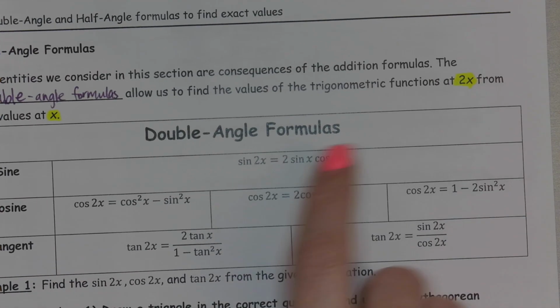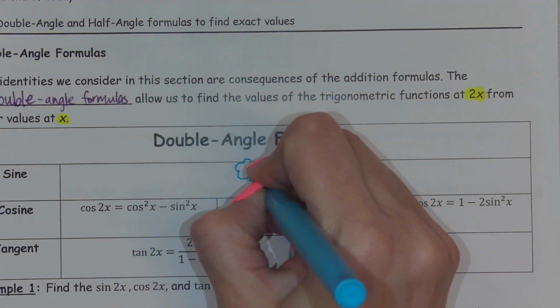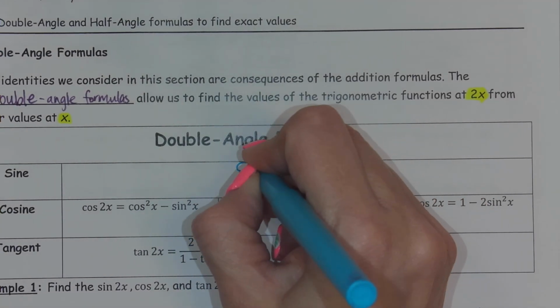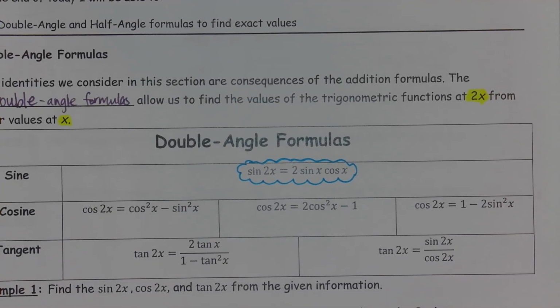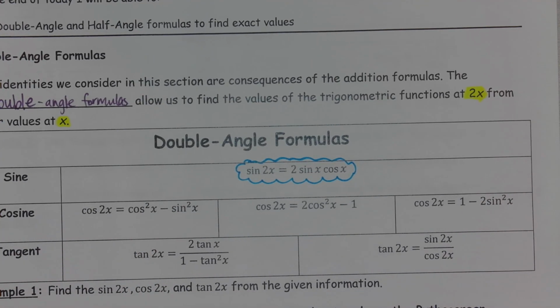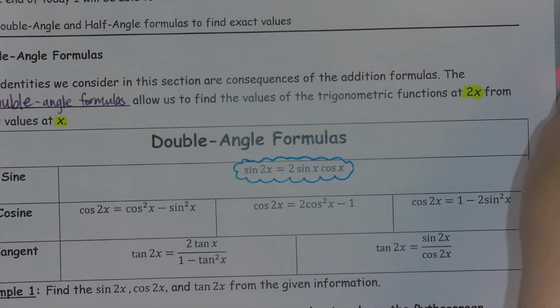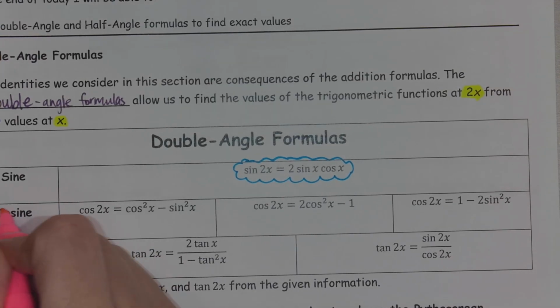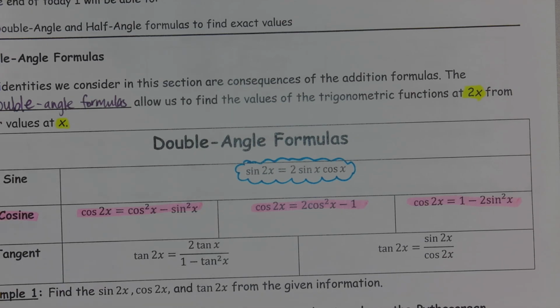So for the sine, you have this one equation. Okay, the sine of 2x is equal to 2 sine of x cosine of x. For cosine, you have 3 equations. You can use any of those. Okay, those are all for the cosine. Maybe we should highlight them instead. So cosine, and then we have the tangent. Maybe it's a different color for that.